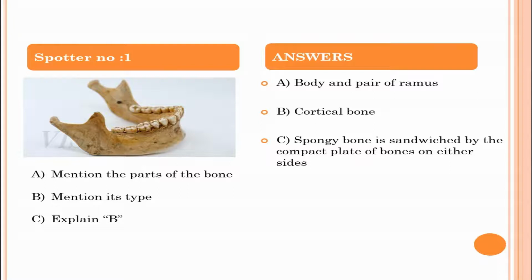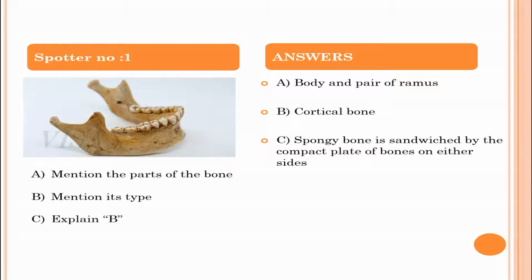So here in mandible, you should not write head of the mandible or neck of the mandible, coronoid process, condylar process or alveolar process or any other thing as parts. That is wrong. You should write only body and ramus, and that too you should specifically say as pair of ramus. If you have left the word pair, you should give only half of the mark. So the parts of the bone is the body and pair of ramus.